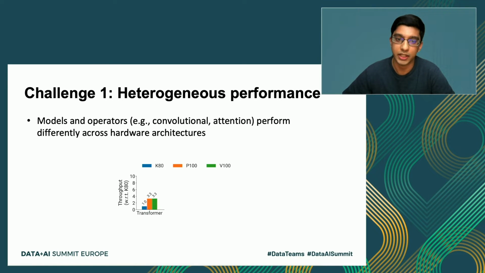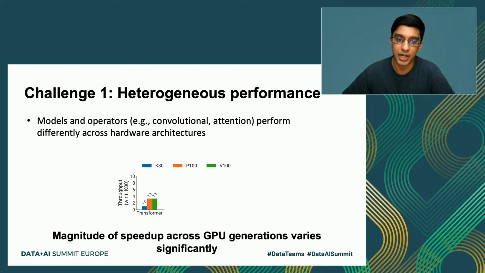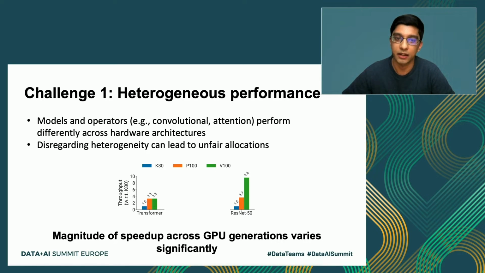So for example, if you look at this transformer model here, we see that it experiences a speed up of around 3x on a P100 and V100 GPU compared to a K80. And this is expected as the V100 and P100 GPUs are newer than the K80. But what's maybe more surprising is that the magnitude of the speed up across GPU generations varies significantly. So now if we look at the ResNet 50 model, we'll see that it experiences a speed up of almost 10x compared to the transformer, which is only getting the 3x speed up. And so what this means is that if we don't take into account this performance heterogeneity, this can give us unfair allocations. And we observe similar behavior from other model types, such as the A3C, CycleGAN, and ResNet 18.